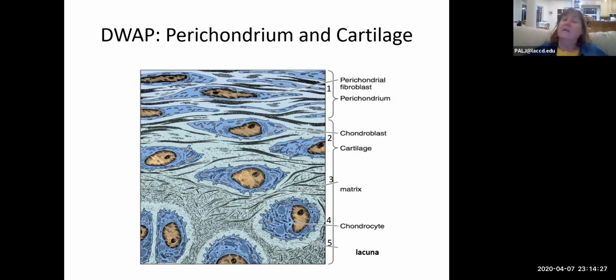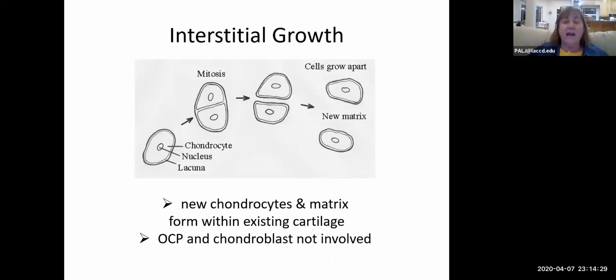All right, so with that, we are done with that type of cartilage formation. What was it called? Appositional. And where is the new cartilage formed? On the outside. All right, so that brings us to our second type of cartilage formation, which is called interstitial growth. And what does inter mean? Between. So this is a totally different type of cartilage growth.